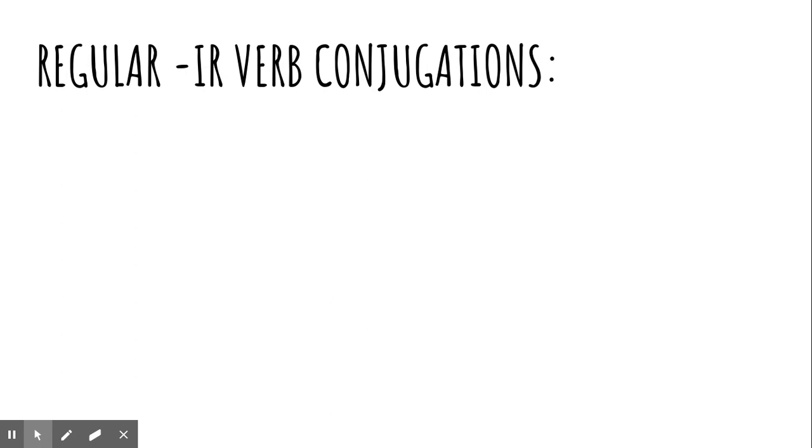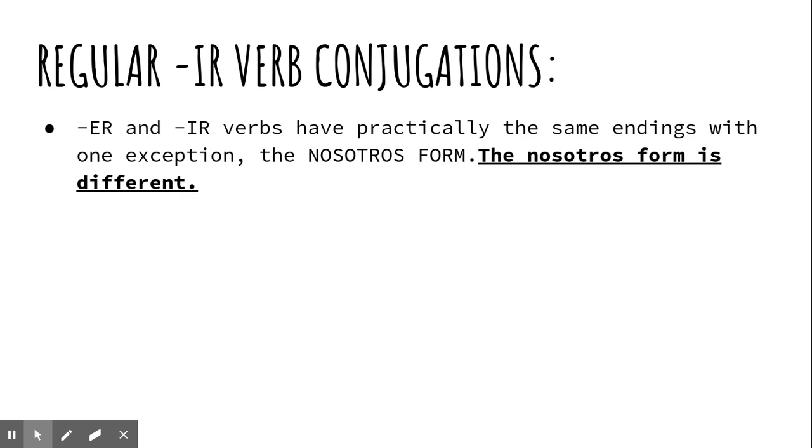Now, since you're done with AR and ER verb conjugations, let's talk about IR verb conjugations. Same thing. Practically, ER and IR verbs are going to be exactly the same with one little exception. The nosotros form is going to be a little bit different. Other than that, all verbs will be exactly the same.